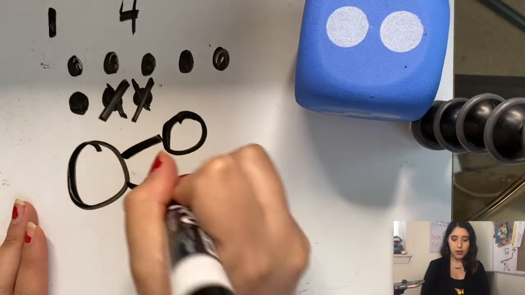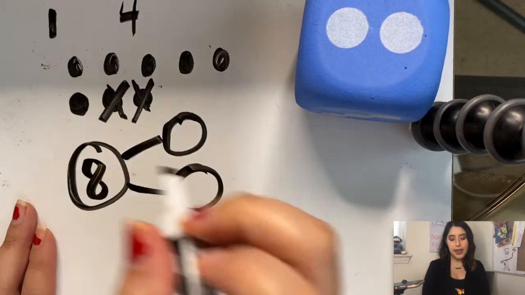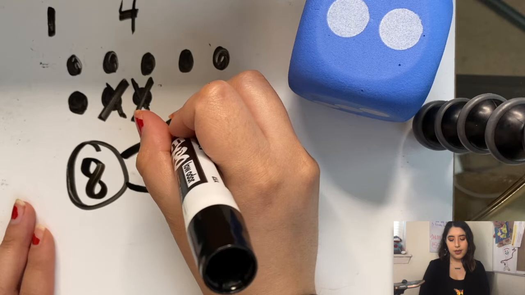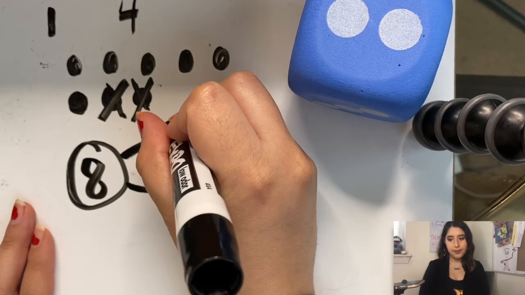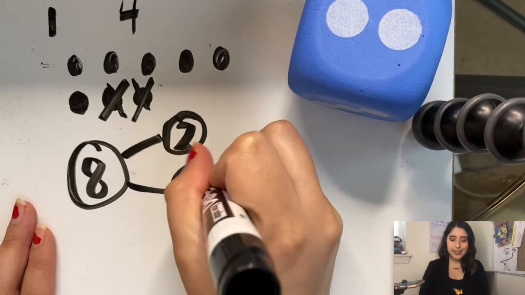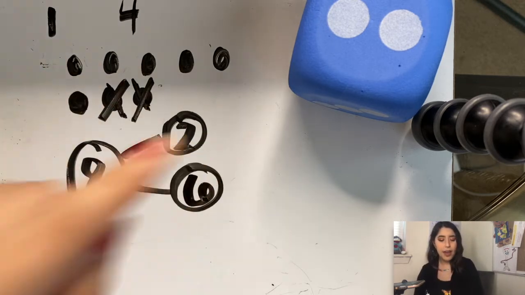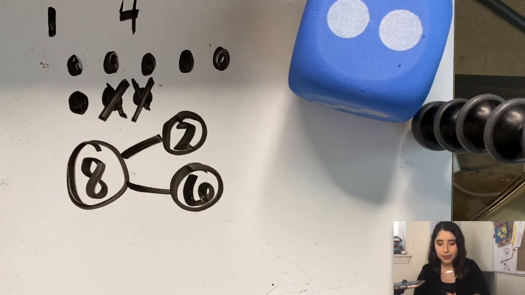So how would our number bonds look? 8. How many did we take away? 2. How many do we still have? 6. And when we do it in our number bond, it makes it super easy to count, right? Because we already know there's 5 on the top. So we don't need to count each one. Just go 5, 6. We only have 6 left.